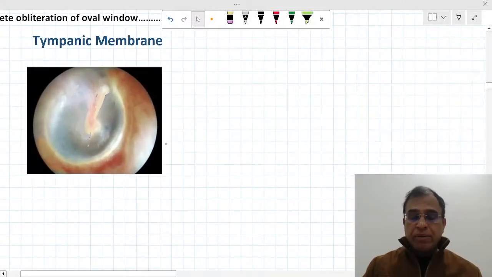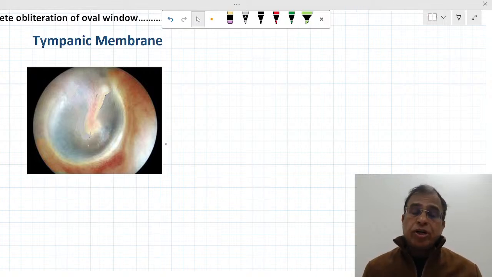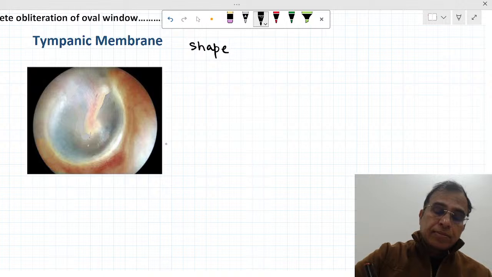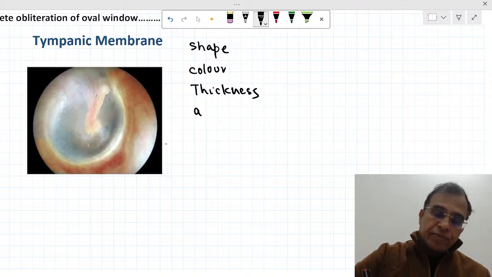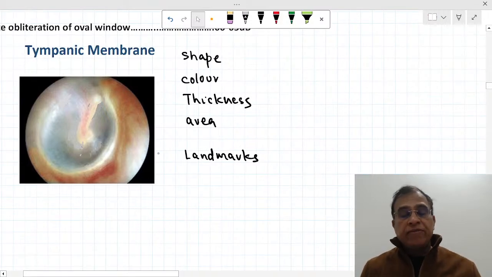This is how a normal tympanic membrane looks. Now in the tympanic membrane, again first I'll tell you the regular points anatomy wise, which are not very important, and then I'll tell you the more important points. So regular points like the shape of the tympanic membrane, the color, thickness, area and landmarks. These are the regular points which every medical student should know, and then I'll tell you the more important points after I've done this one.